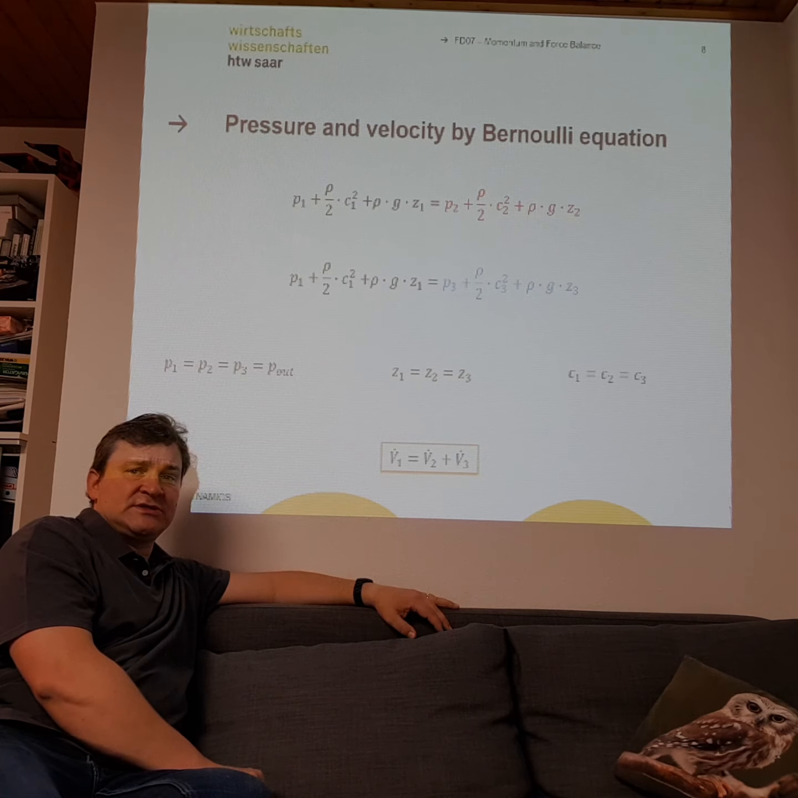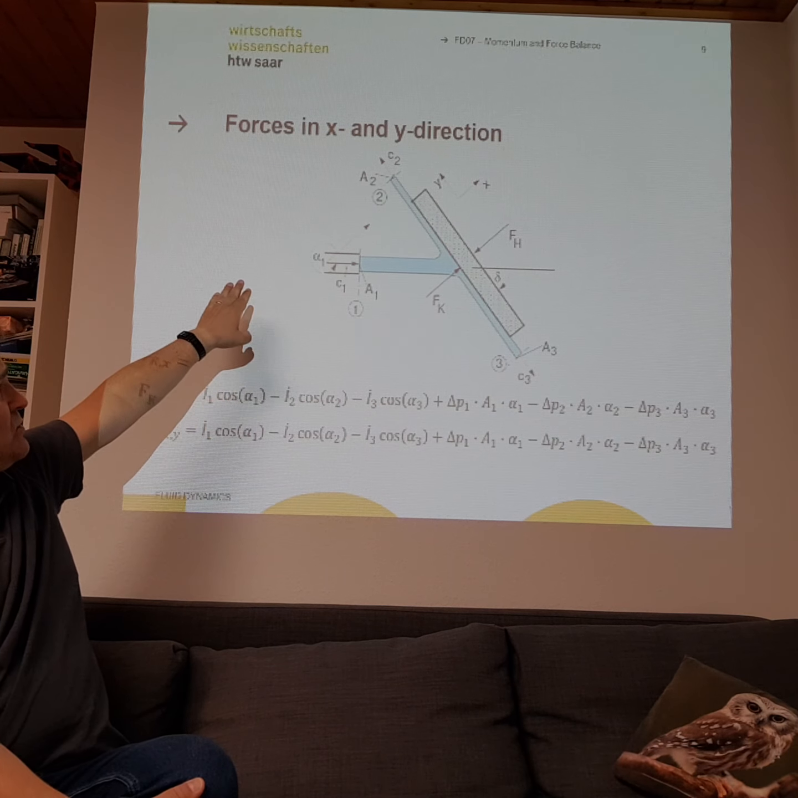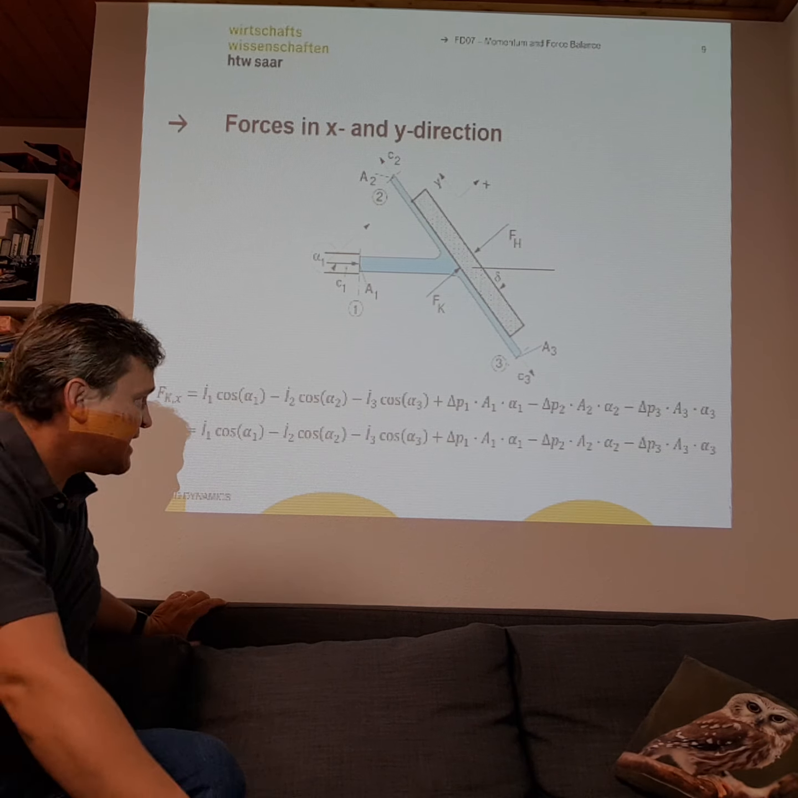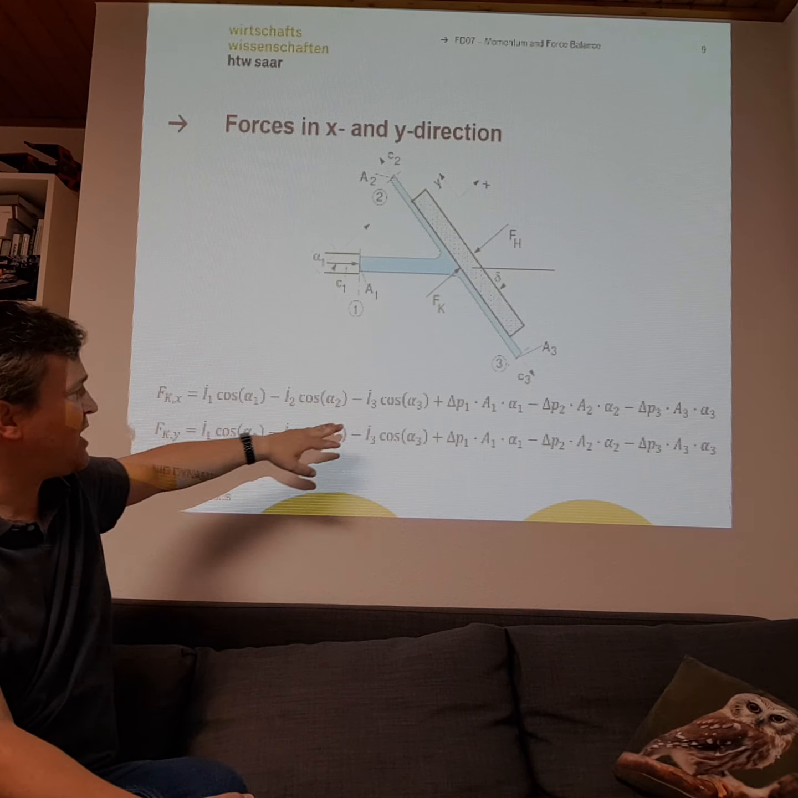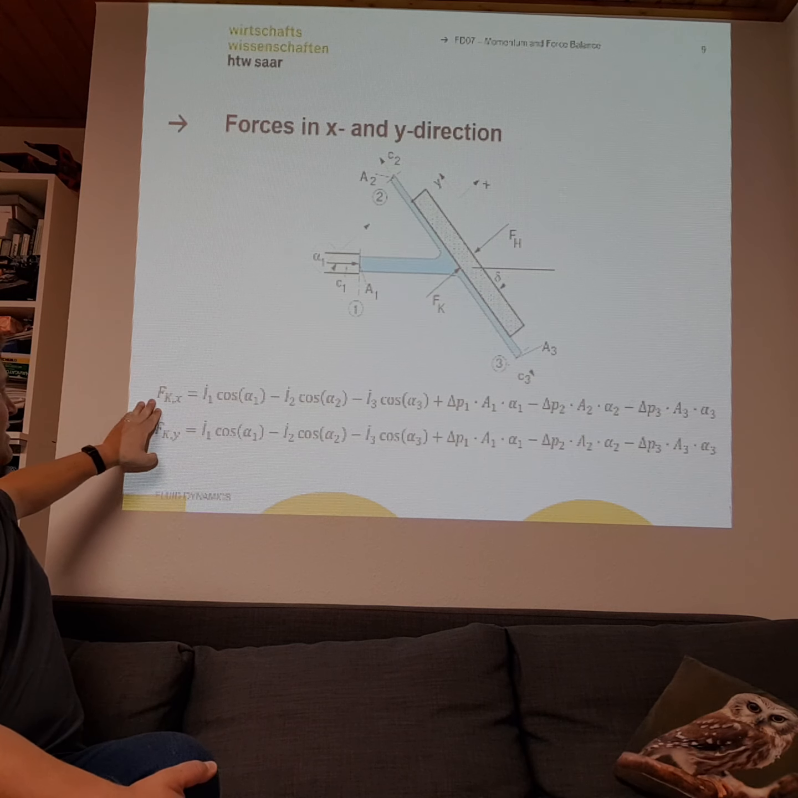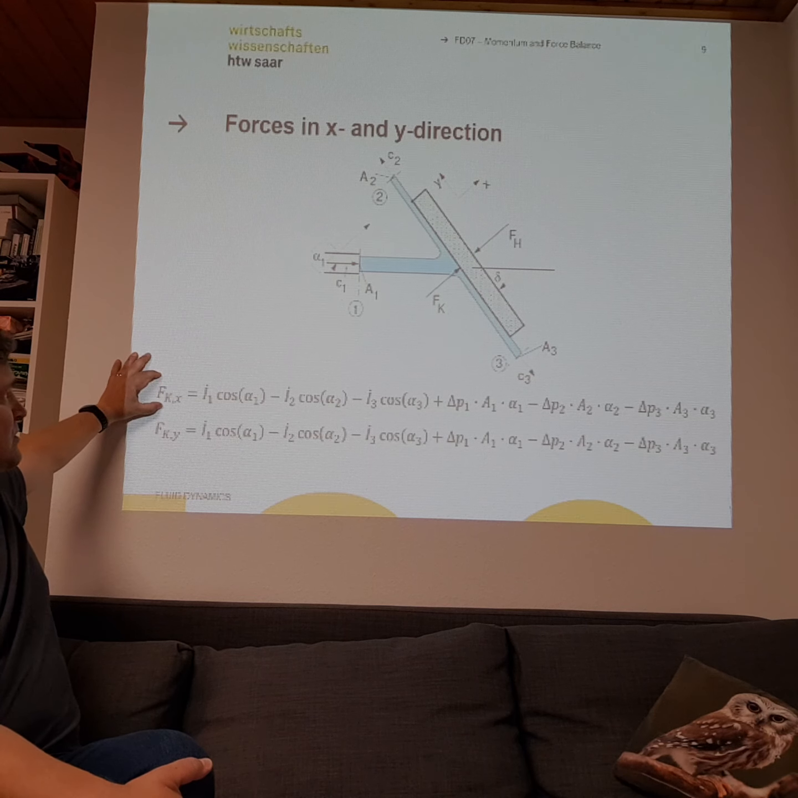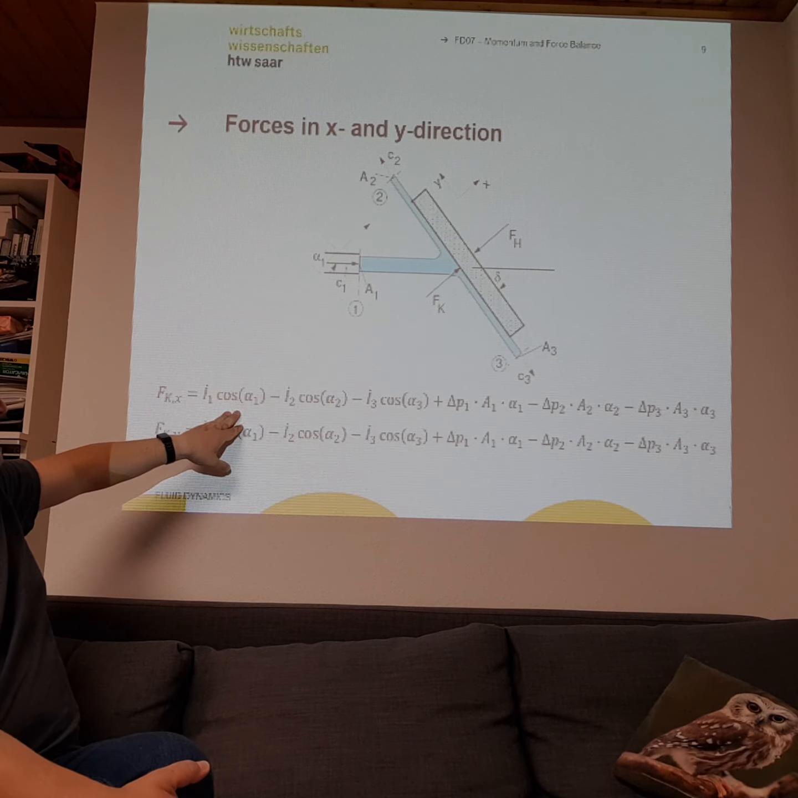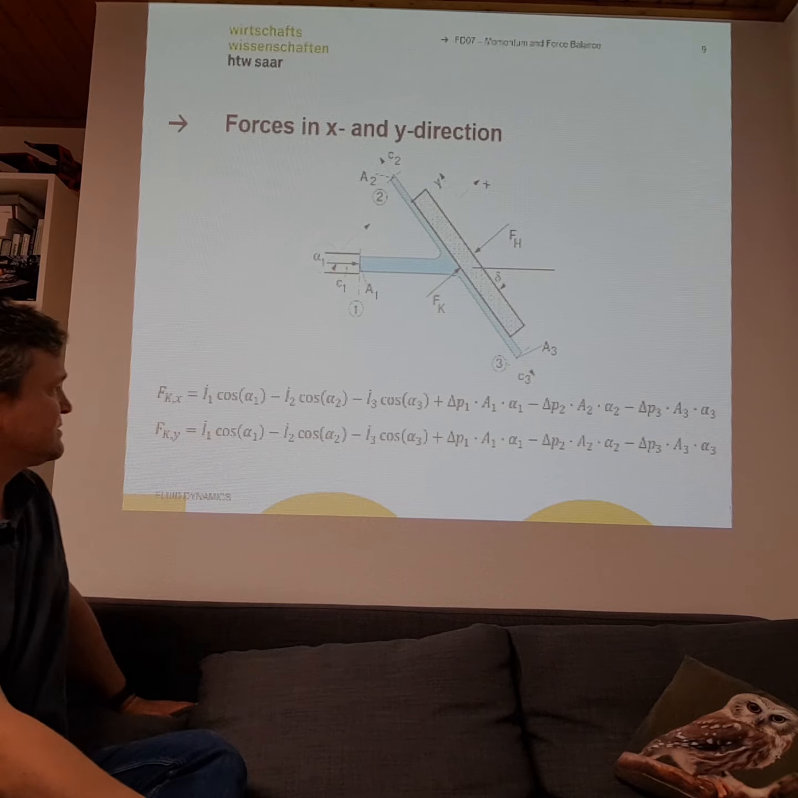And if we now come back to our plate, we know the angle of the inclination, and we know the jet and the direction of the jet, and now we can take into account every part of the momentum in every direction. So if we have a force in x direction, we take the cosine of the inclination angle and add the three different derivations of the momentum.